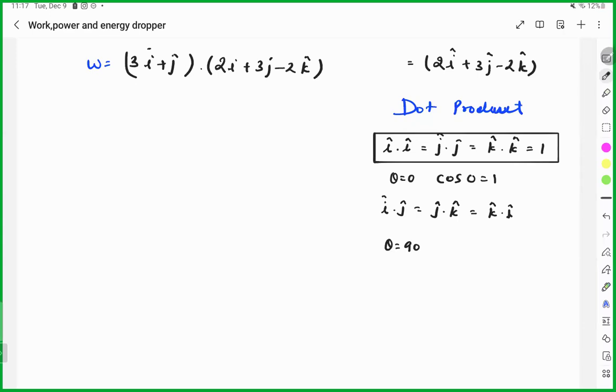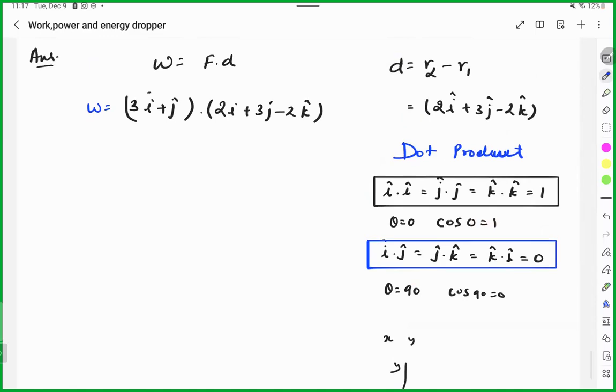So guys, in this case, if you are confused, i cap means x axis, j cap means y axis, and you know y and x have 90-degree angle between them, and cos 90 is 0. That's why this full value will be equal to 0. Any doubt?